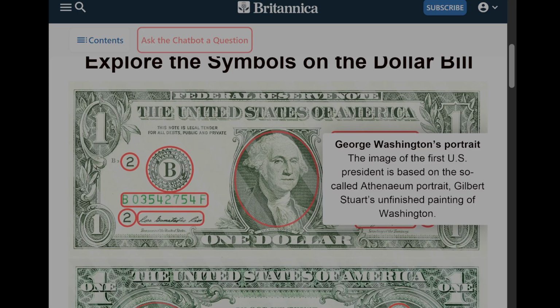George Washington's portrait, the image of the first U.S. president, is based on the so-called Athenaeum portrait, Gilbert Stuart's unfinished painting of Washington. I'm just going to go through some of this stuff real quick.